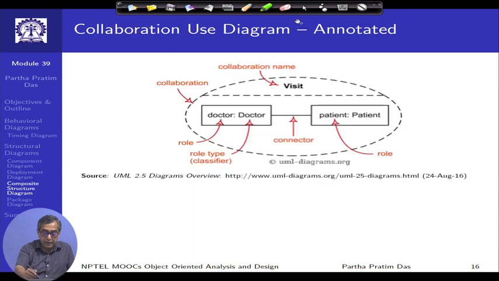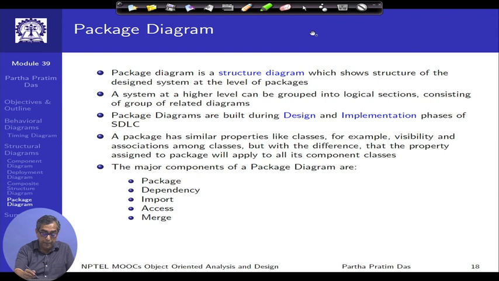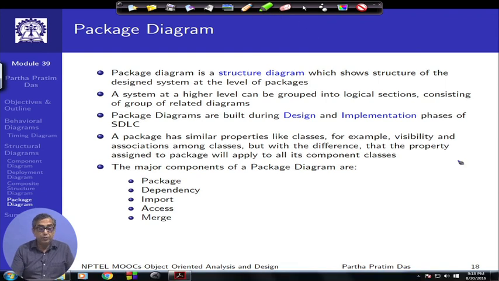Besides that, there are different collaboration uses. I will skip these, you can study them. These are some of the other ways you can show the composite structure, and I will rather move on to the package diagram, which is another very important diagram.